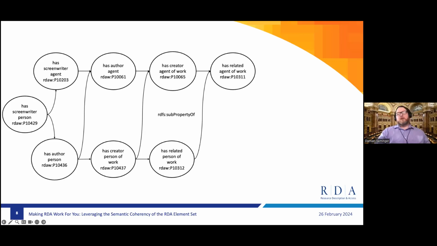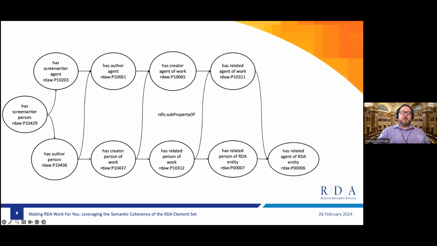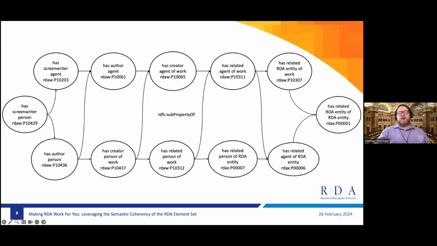Then just so we know that everything is connected to the topmost element, we see the rest of the elements within the hierarchy. Has related person of RDA entity, and then we have has related agent of RDA entity. That is the supertype of both has related agent of work and has related person of RDA entity. Has related RDA entity of work is a supertype to has related agent of work. And then finally, both of those elements are subtypes of has related RDA entity of RDA entity.